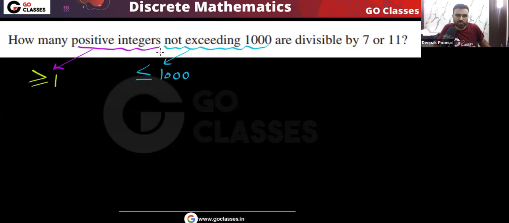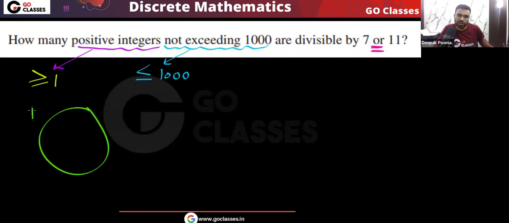So you can see, how many positive integers not exceeding 1000 are divisible by 2, divisible by 7 or 11. There is an "or" here. So here we need to apply the inclusion-exclusion principle. Okay, so the question is very simple. We need to find how many integers from 1 to 1000 are divisible by 7 or 11.